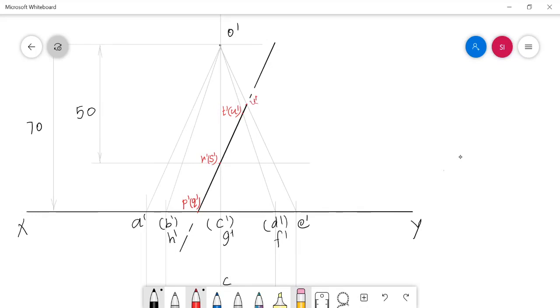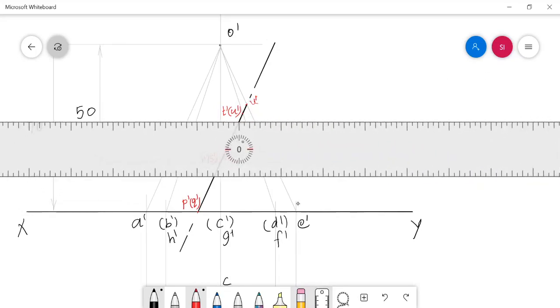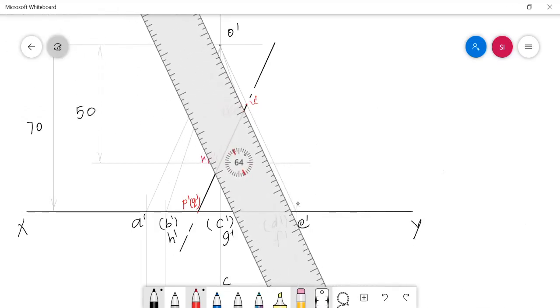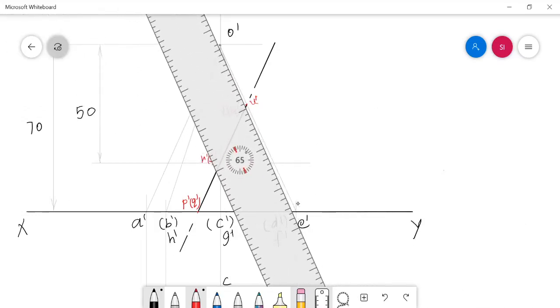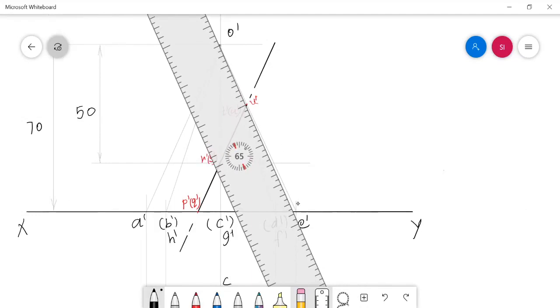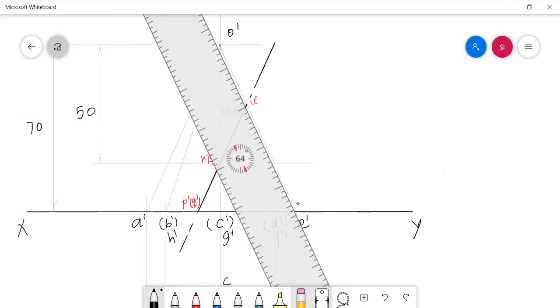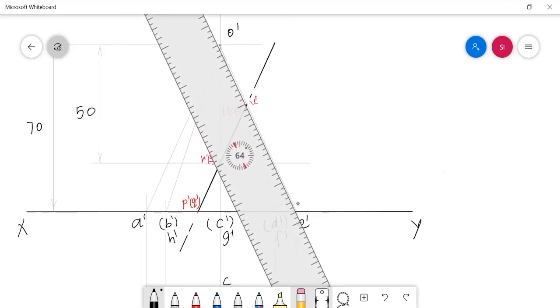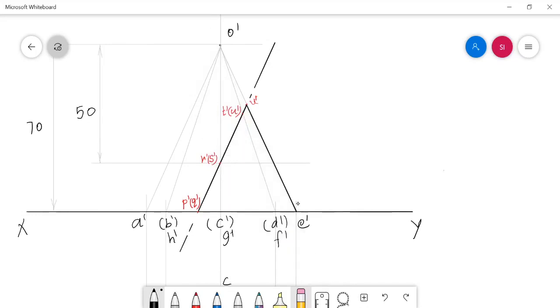Now we need to highlight the retained portions with the HB pencil. Since it is a cone, I need not darken the interior generators. I need to darken only the retained portion of the extreme generator. Yes. Now the work is over.